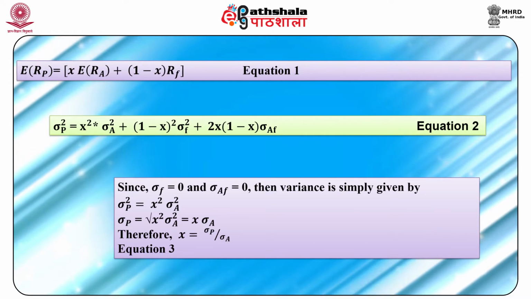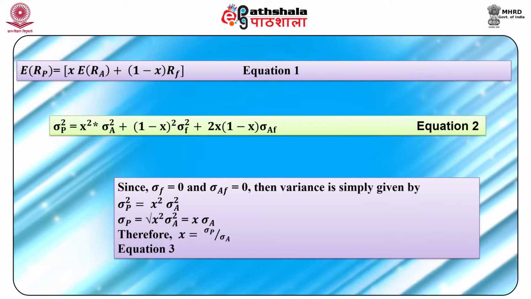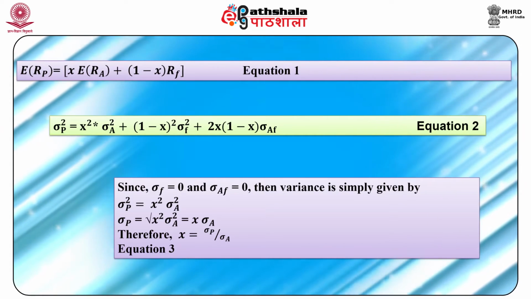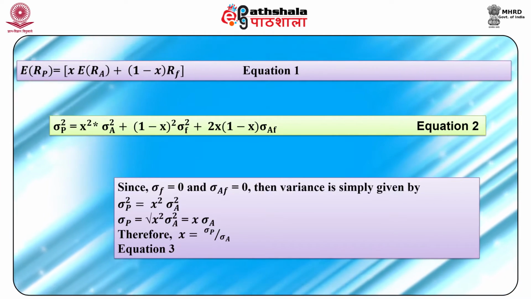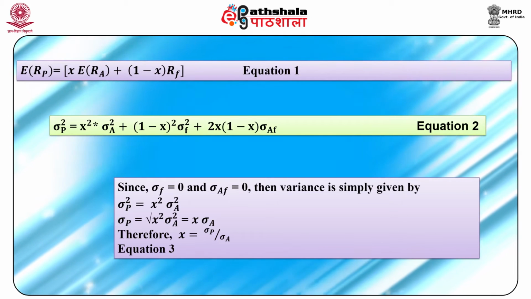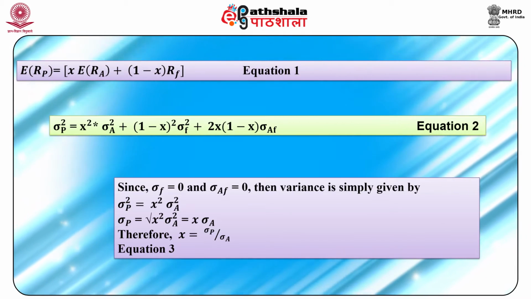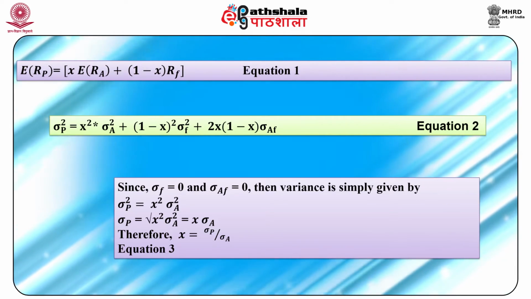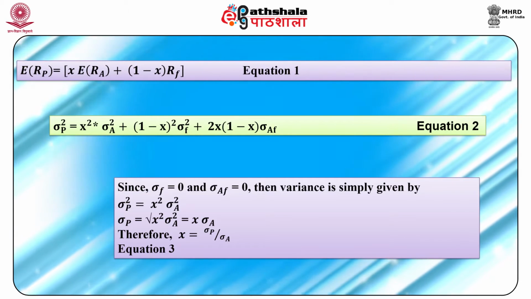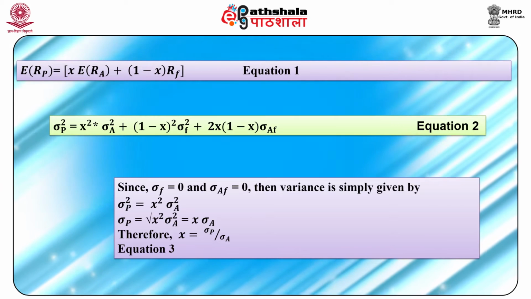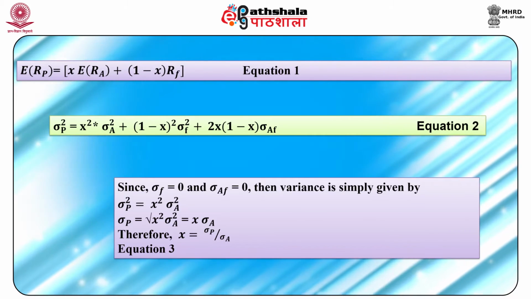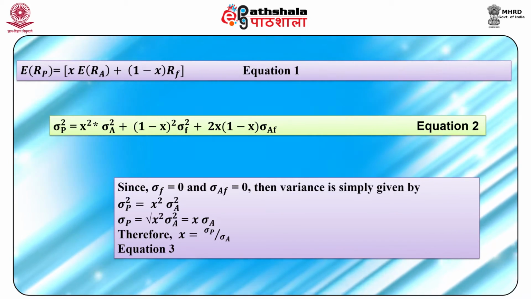Since sigma F is equal to 0 and sigma AF is equal to 0, the variance is simply given by sigma square P equal to X square sigma square A, and this translates to sigma P equal to the square root of X square sigma square A, which will give you X sigma A.